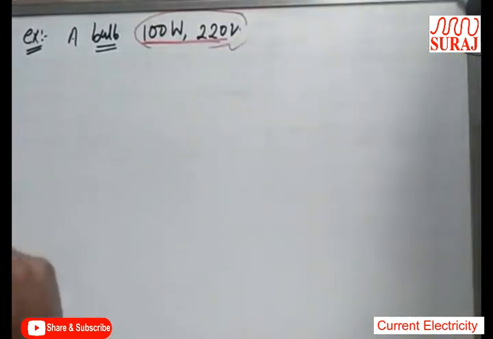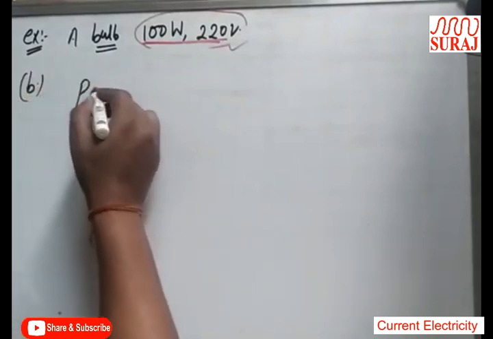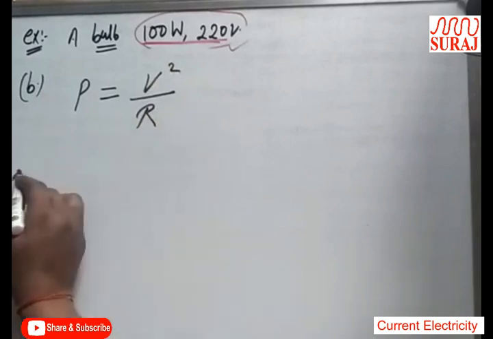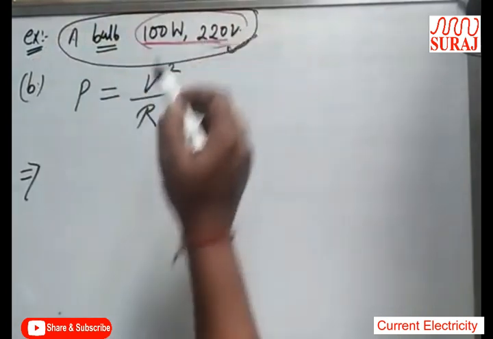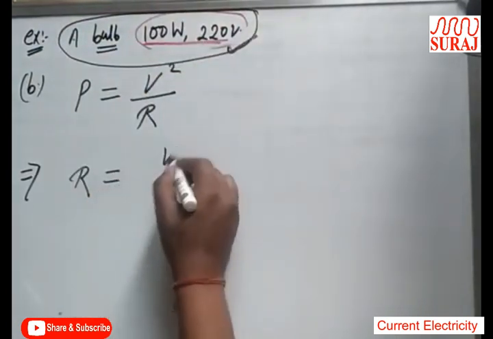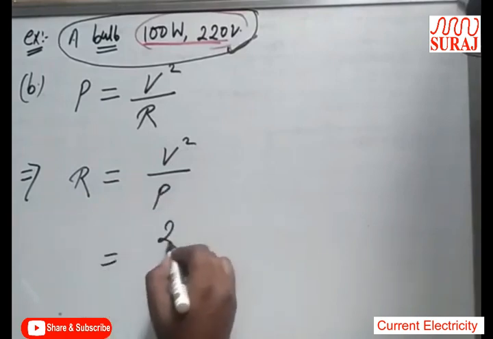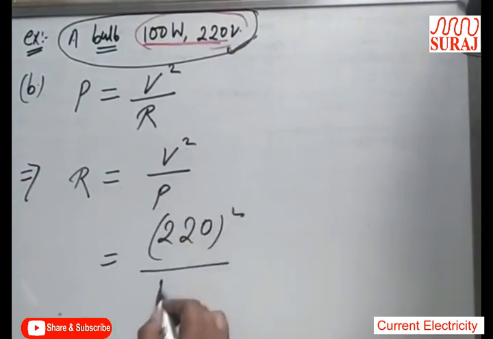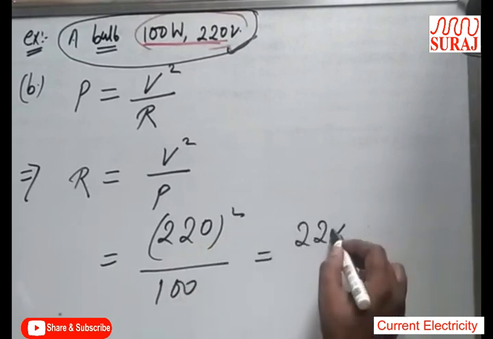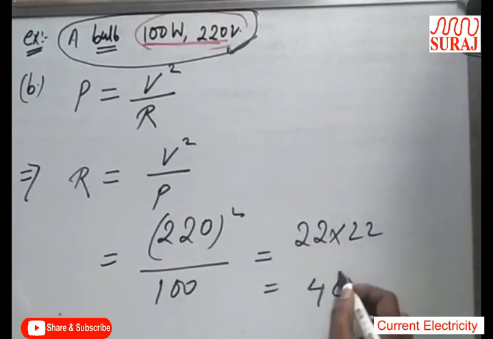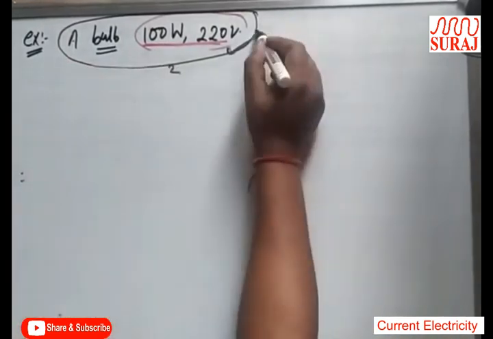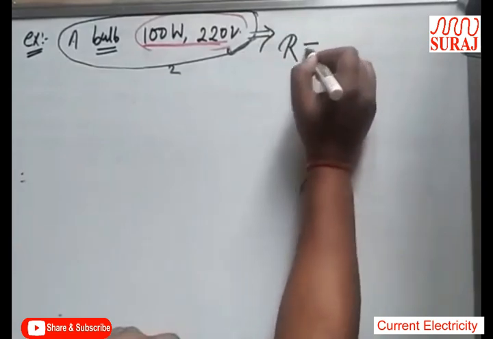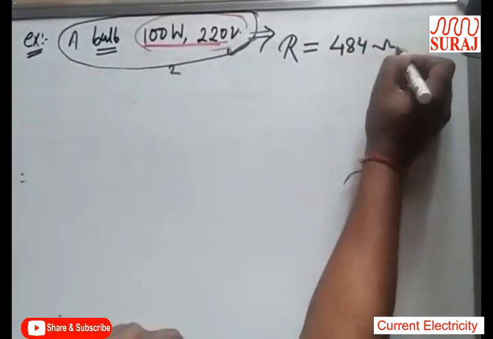Next part is calculation of resistance. We know power equals V square by R, and I have already explained that the resistance of the instrument is calculated from its rating only. So the resistance is V square by P. V is 220 square upon 100. You will get 22 into 22. The answer is 484 ohm. The rating of the instrument defines its resistance. We can write the resistance of this bulb as 484 ohm.